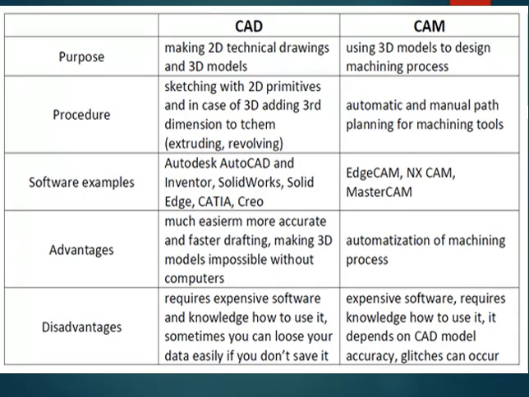Next, what are the software used in CAD? Some CAD software are AutoCAD, SolidWorks, CATIA, Creo, and Unigraphics NX. These are some CAD software. Some CAM software are EdgeCAM and NX CAM. NX means Unigraphics CAM. Next, MasterCAM and SolidCAM. These are some CAM software.